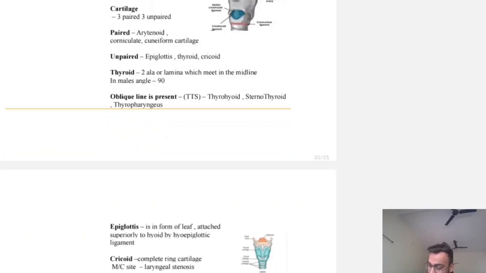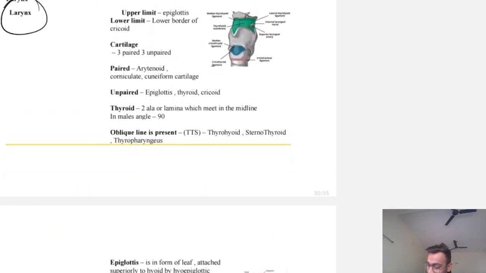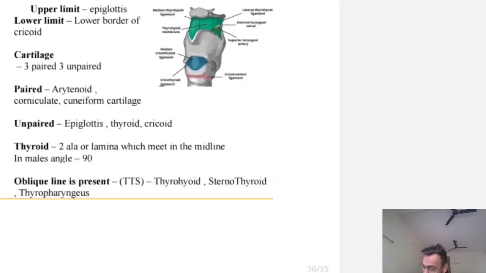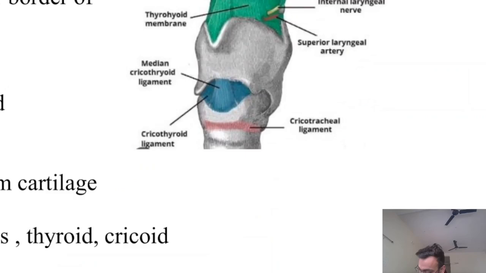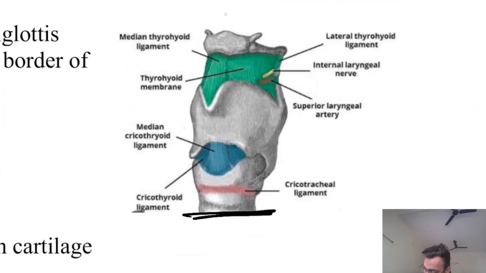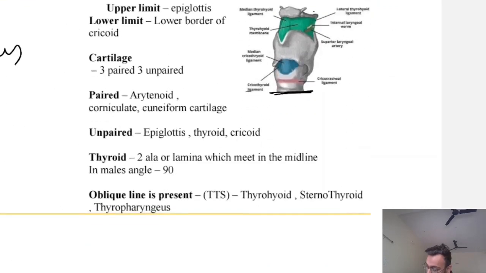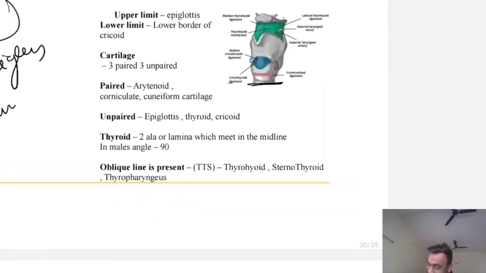Now next is larynx anatomy. So you can see the larynx extends from the epiglottis to the lower border of cricoid. This is the lower border of cricoid and this is epiglottis. Here somewhere you will get the epiglottis, and this we are seeing from the front, so you will not get it here. Okay. Now it has three pairs of paired cartilage and three unpaired cartilage.